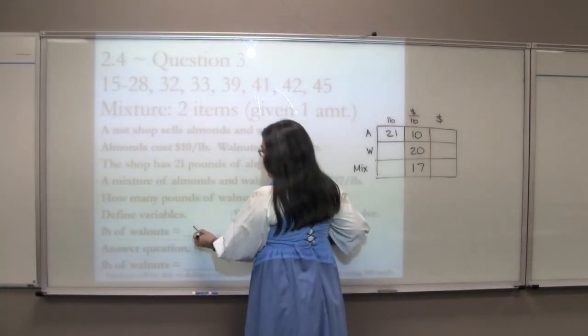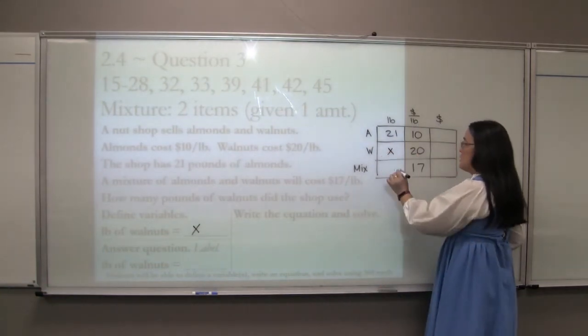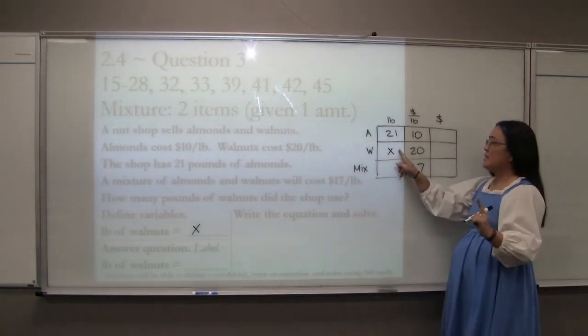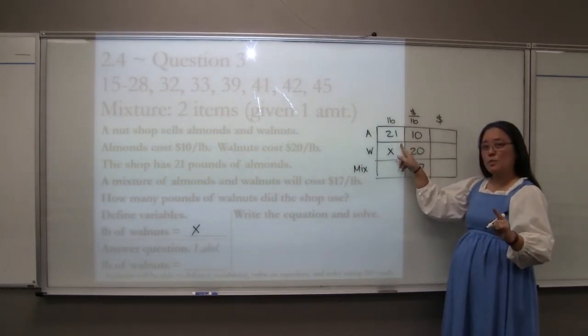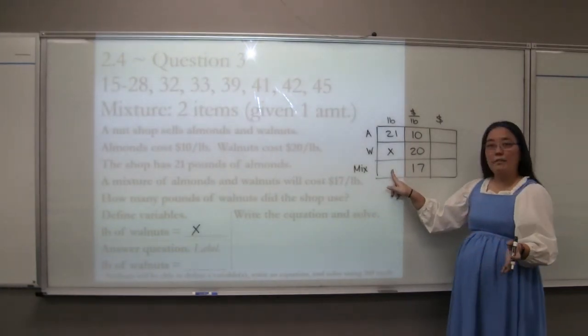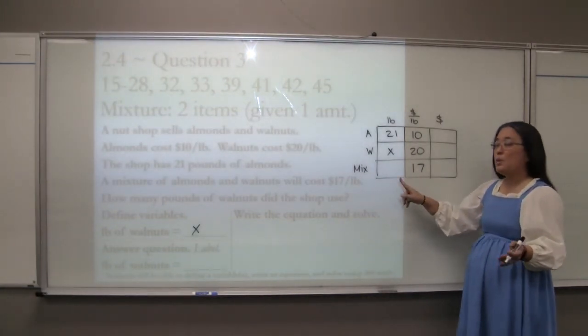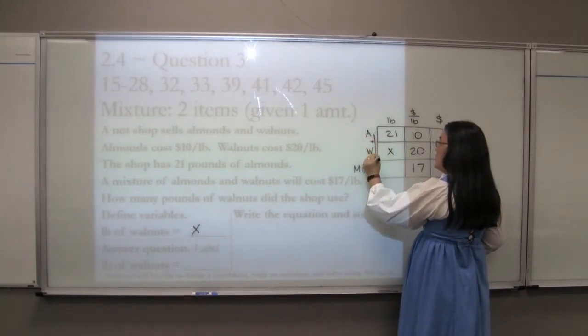We're going to use our favorite variable, x, for the number of pounds of walnuts. X is the number of pounds of walnuts. Let's say that this was 5 pounds of walnuts. If you put 21 pounds of walnuts with 5 pounds of walnuts and mix them together, you would then have 26 pounds of walnuts. The way you got that is you took these and you added those two to equal that.